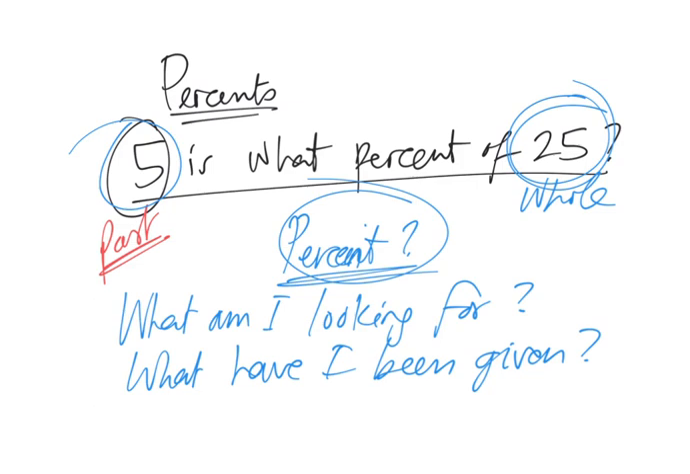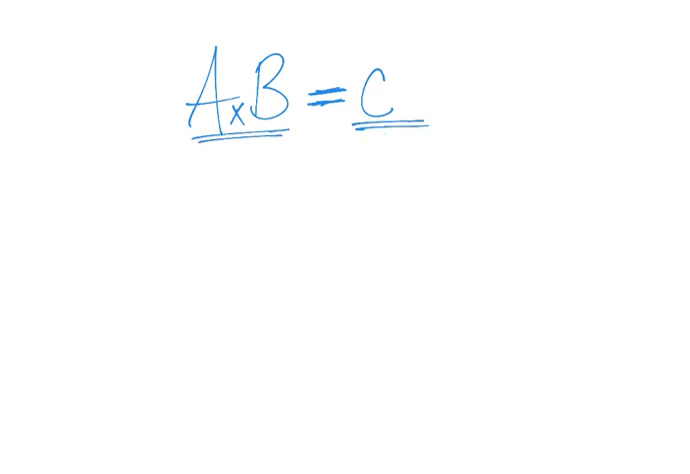So when someone says 5 is what percent of 25, basically think of it this way. Imagine if you had this, A times B is equal to C. Think of that as an equation. Here we have the equal sign saying that whatever is on the left is equal to whatever is on the right. This equal sign is a very powerful thing. Keep that in mind because it says literally whatever is here is equal to what's here.